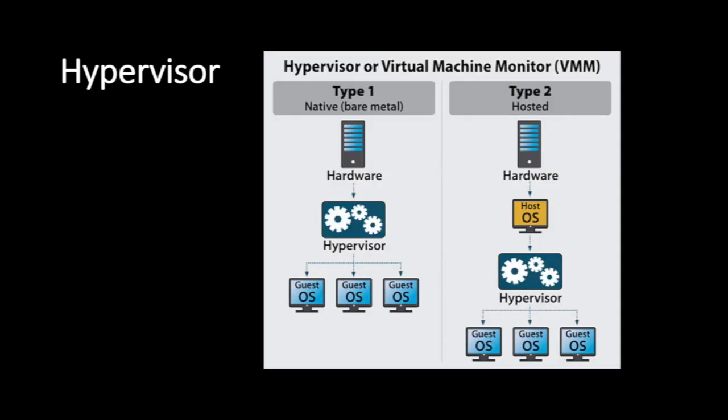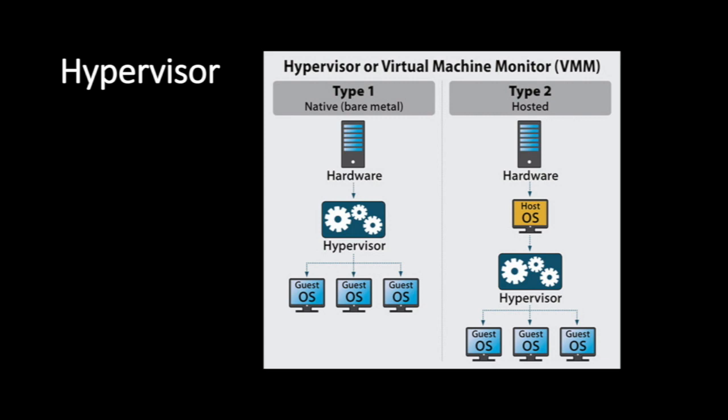Okay, let's talk about the types of hypervisor. There are two different types of hypervisor. First is called Type 1. Type 1 is a hypervisor that is installed directly on top of the physical server, for example, VMware ESXi or Microsoft Hyper-V. Okay, let's move to the second one.